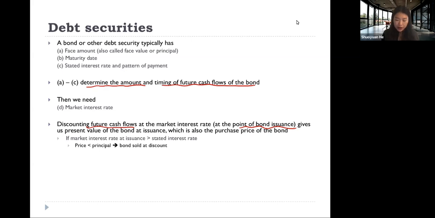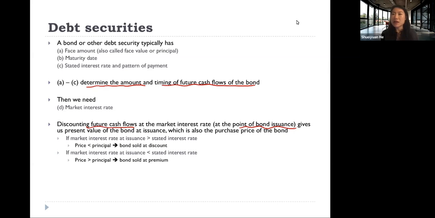And if, under the discounted future cash flow, that's true, then if the market interest rate, the rate that we use for the discounting, is more than the stated interest rate, which is the coupon rate, we're going to get a price of the bond smaller than the principal, which is the face value of the bond.